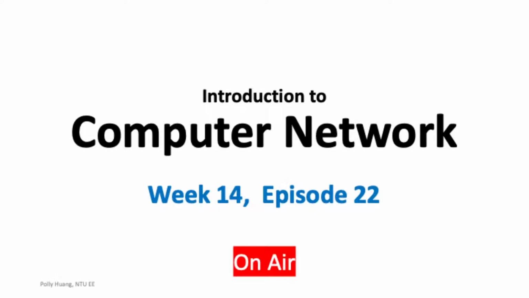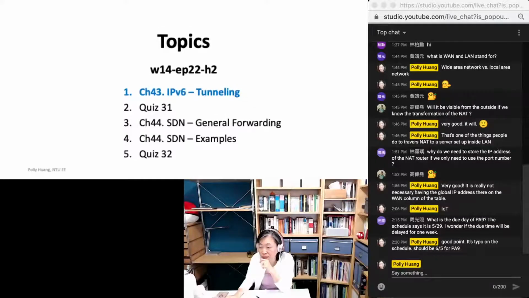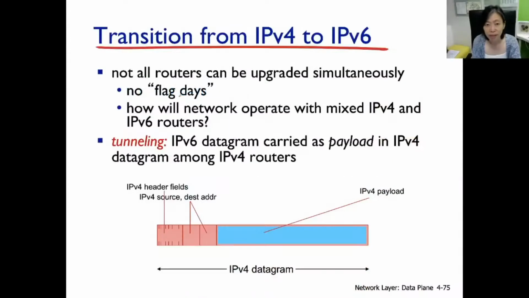Okay, so let me bring it up first. This is in fact the second part of the outline. So first is IPv6, it's called tunneling. This is the technique we use to connect IPv4 and IPv6 clouds. This topic is a little bit special. We will be talking about how we move from an IPv4 internet to an IPv6 internet.